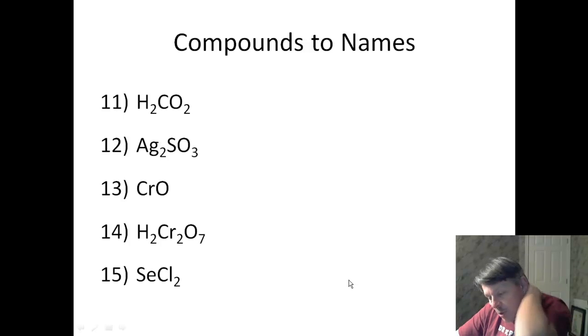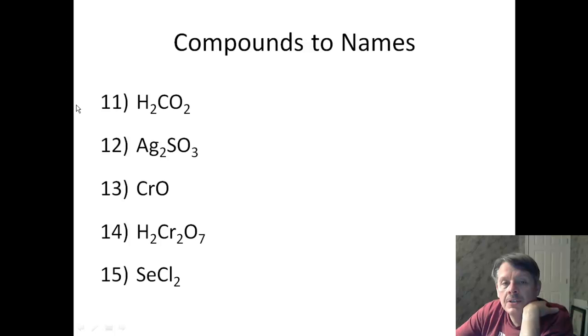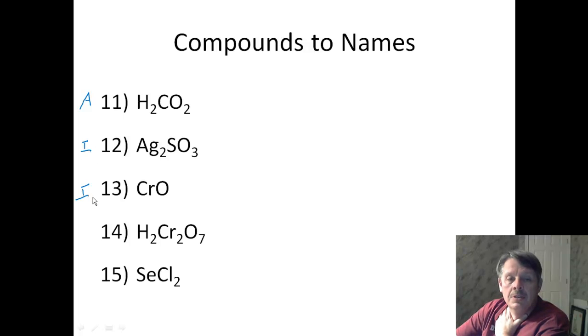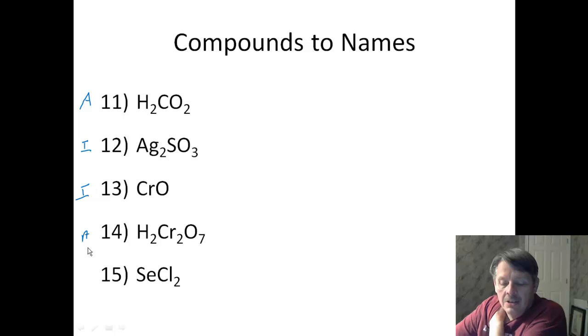Let's keep working our way down. Number 11 is clearly an acid because it starts with an H. 12 starts with silver, so that's metallic, so that's ionic. Chromium is metallic, so it's ionic. Number 14 is again an acid because it starts with an H. And selenium is right below sulfur on the periodic table, so it is going to be covalent.